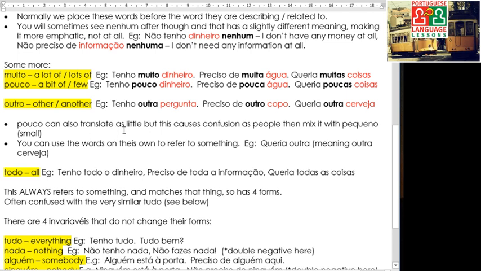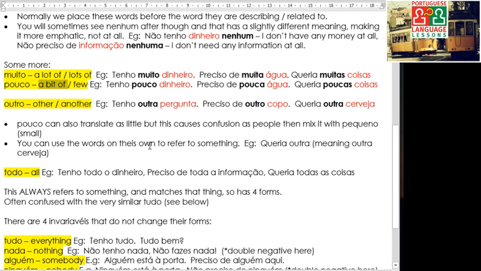Pouco, be careful, can also translate as the word little. But this often causes a big confusion, as then people mix it up with the word pequeno, which means little or small. So I prefer to think of few or a bit of for pouco to avoid mixing these up. And we can always use these words on their own, still referring to things and still matching. So queria outra, you could say, and you mean outra cerveja. Another, I'd like another. Queria muito, I'd like lots, meaning muito dinheiro, for example.